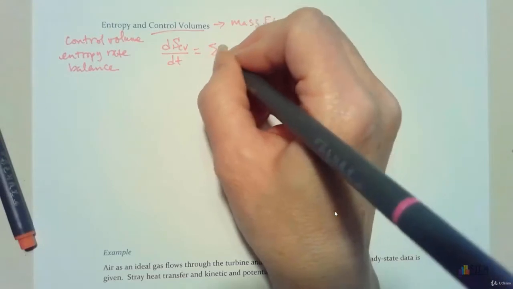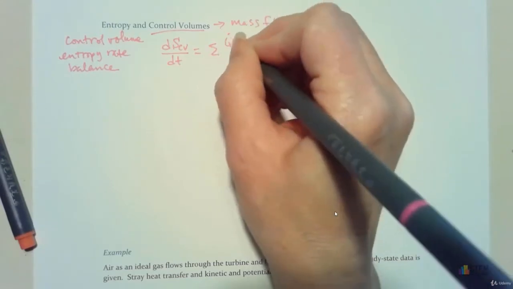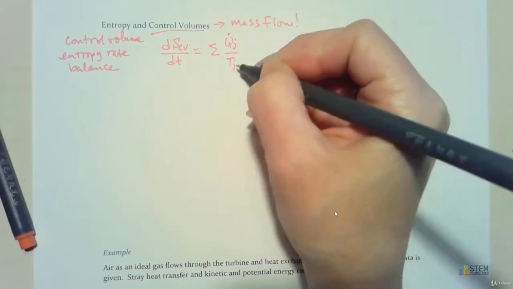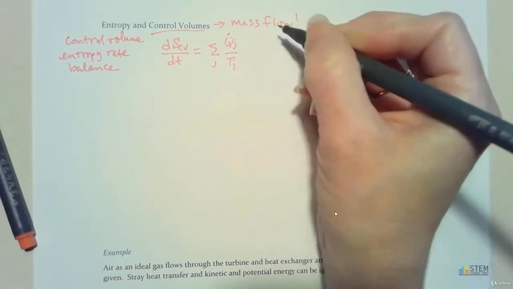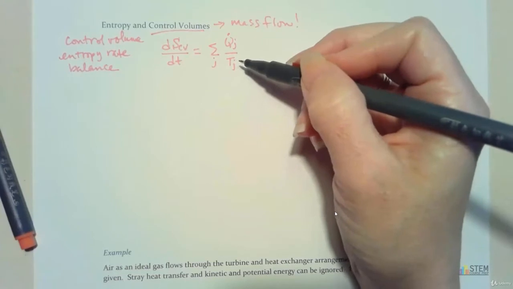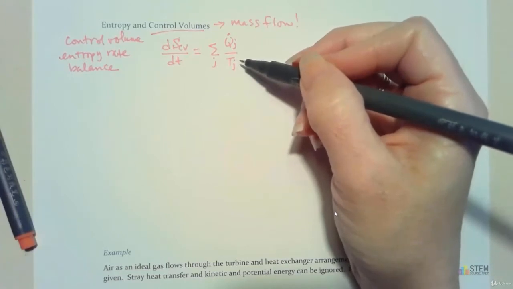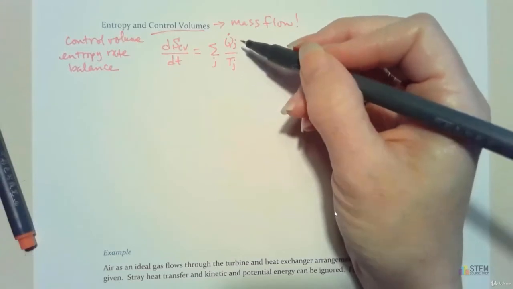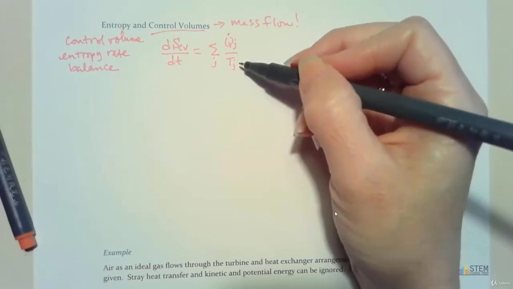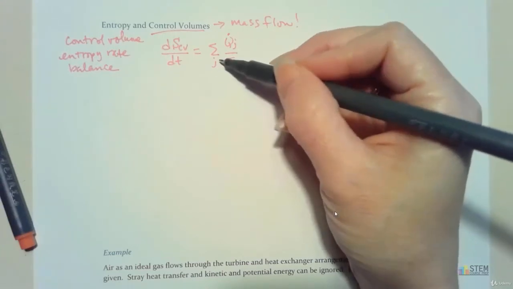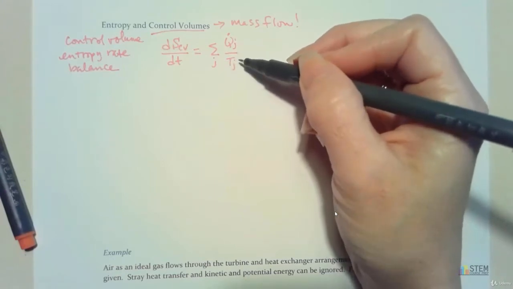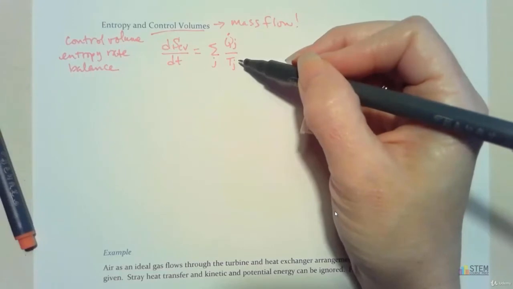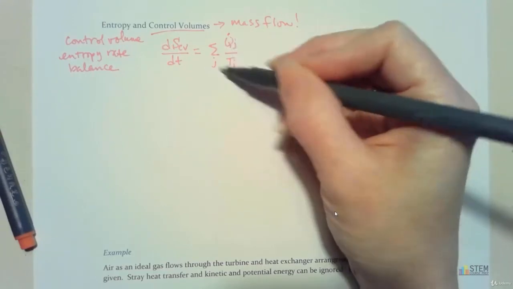This is equal to the sum of Q dot and put it over T. Notice I've got this J subscript. If y'all remember from the last example, we had that temperature of the boundary given, and then the equation we used was just Q over that temperature. This sum here is just in case you have different heat transfers over boundaries that have different temperatures. So that's all this is.